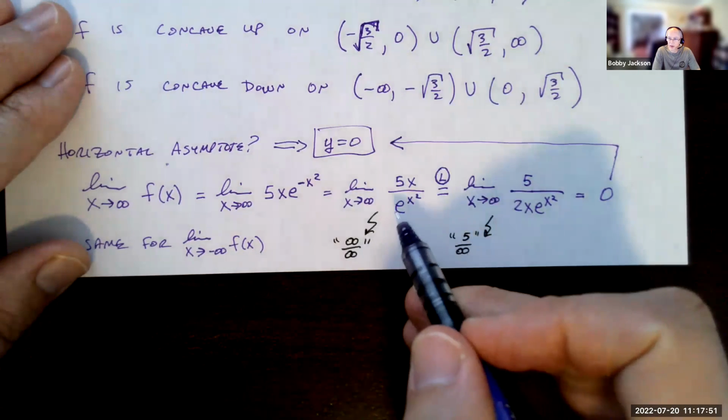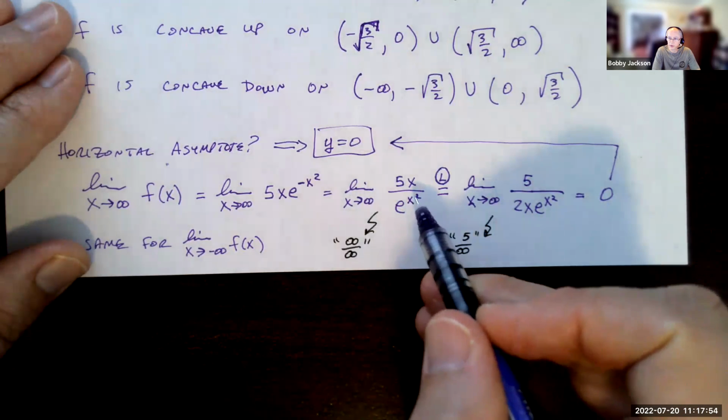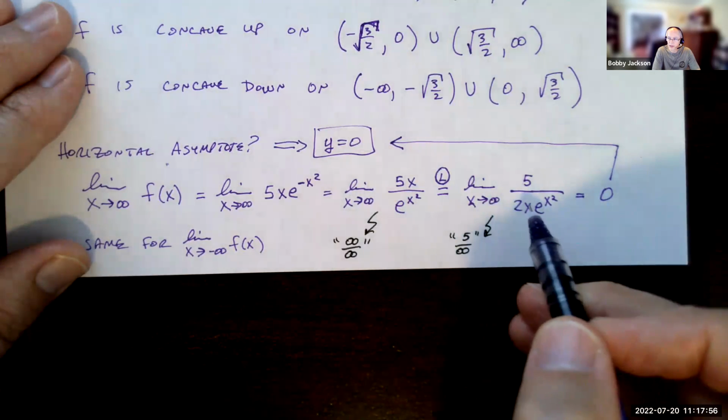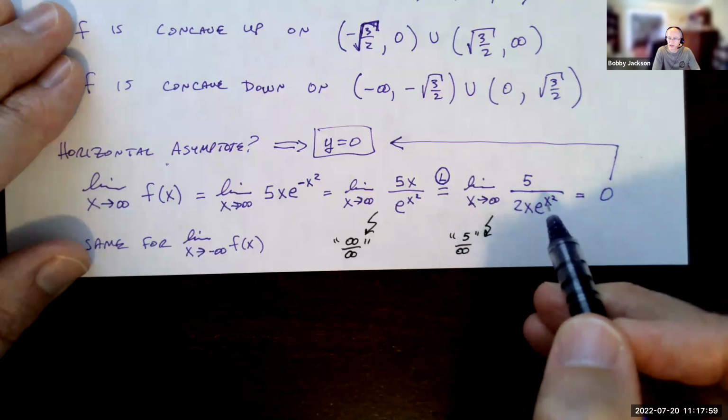Well, that's the chain rule again, right? E to the u. So it's e to the u times the derivative of u, which is 2x. So 2x e to the u. 2x e to the x squared.